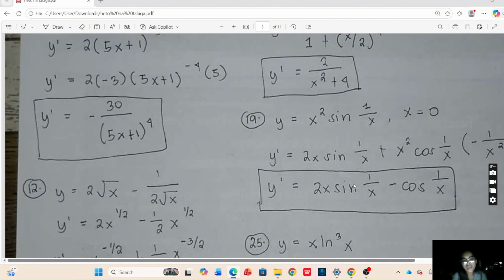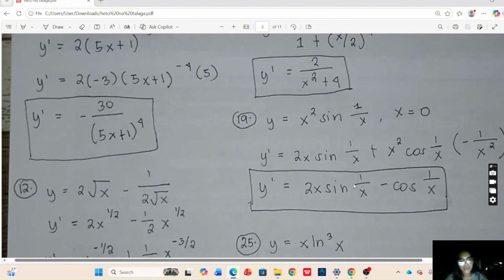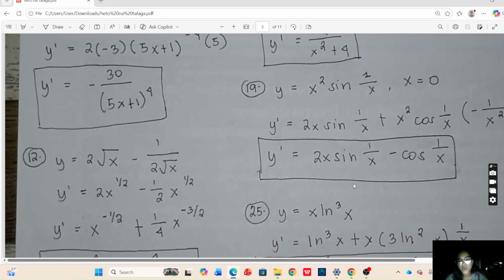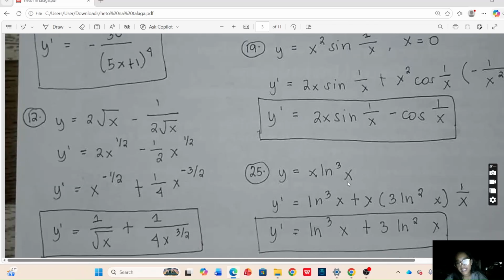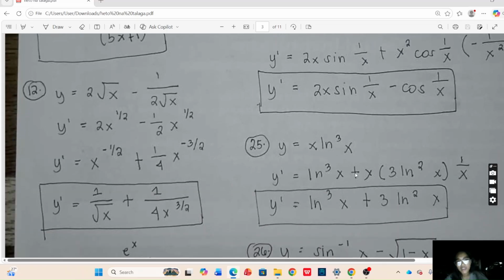And also differentiate sine of 1 over x using the chain rule. So we have a lot of formula or rule to be applied in this kind of problem. So the derivative becomes cosine of 1 over x multiplied by the negative 1 over x squared, and substitute into the product rule formula and simplify. So that's why our answer, that would be y prime is equal to 2x sine 1 over x minus cos 1 over x.